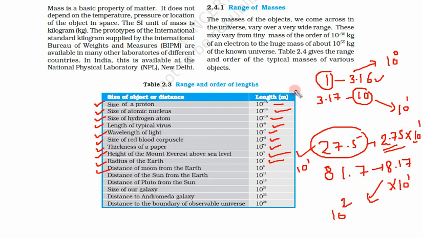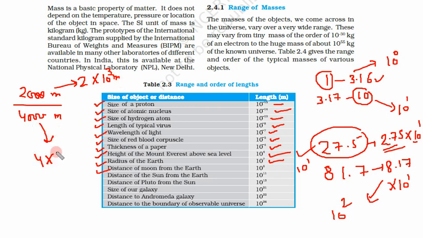Let us see one more example. Suppose there are two mountains. One mountain is 2000 meter high, another mountain is 4000 meter high. What is the order of their height? Let us take the first one. We can write this as 2 into 10 to the power 3 meter, and we can write the other as 4 into 10 to the power 3 meter.